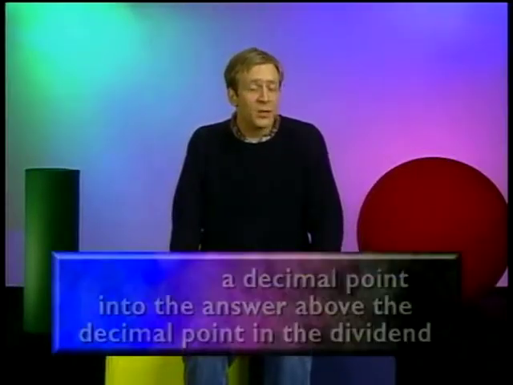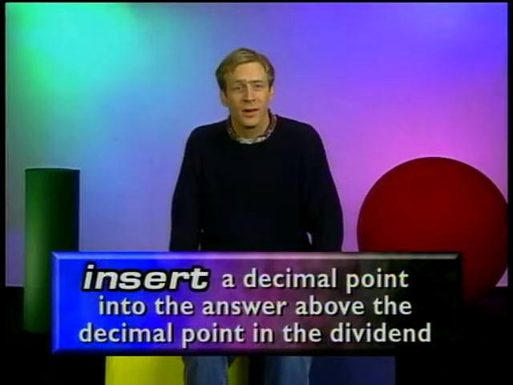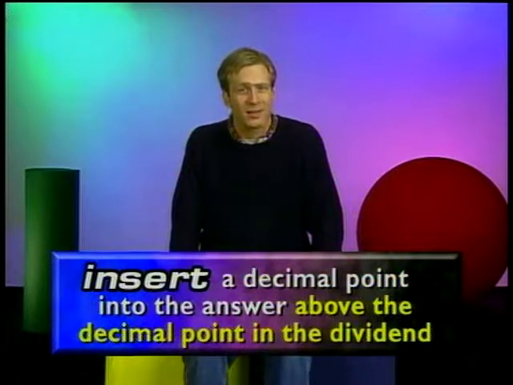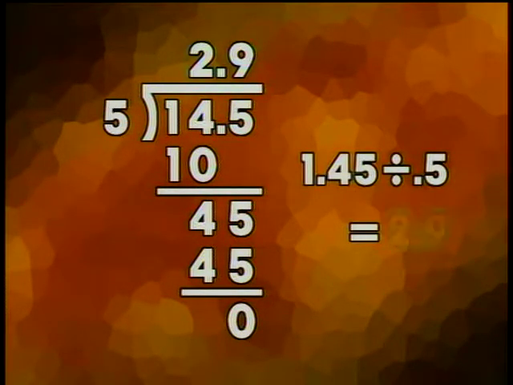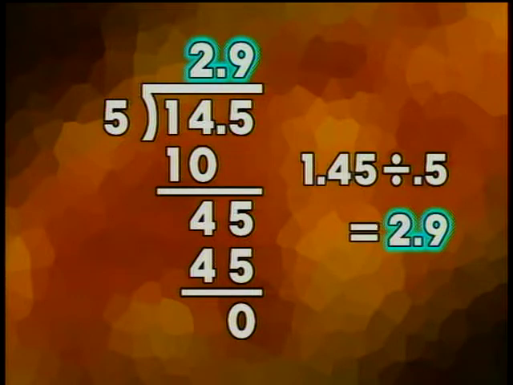Our last step is to insert a decimal point into the answer, above the decimal point in the dividend. The decimal place directly above the decimal point in 14.5 is between the 2 and the 9. This leaves us with a quotient of 2.9, or 2 and 9/10.